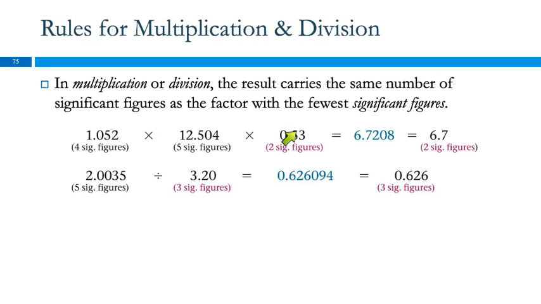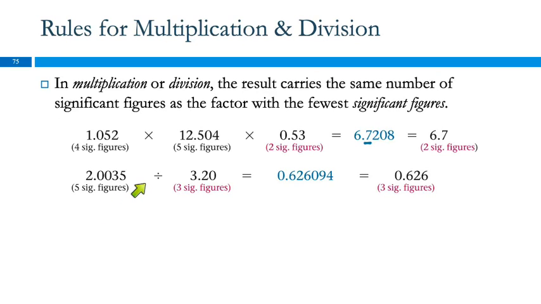we're multiplying these numbers and our calculator is going to show us something like this. What we want to do is look at how many sig figs each of these numbers has. So this one has 4, and this one has 5, and this one only has 2, because the leading 0 doesn't count. So the fewest number of sig figs is 2, and so that's how many sig figs our answer should have. And so we take what the calculator gave us, and we're going to round it so it only has 2 significant figures.